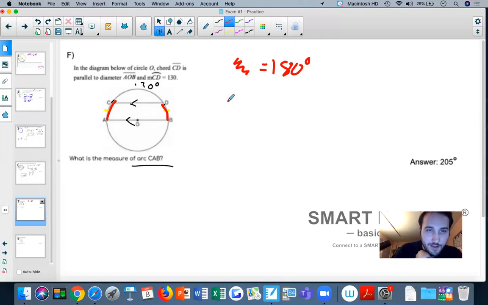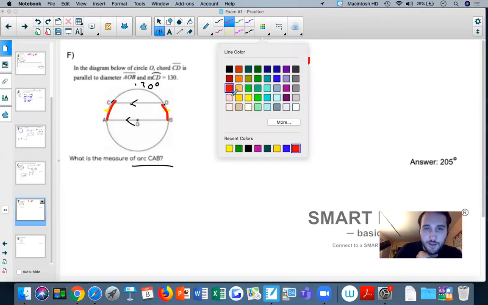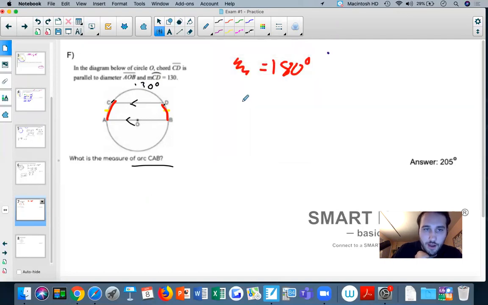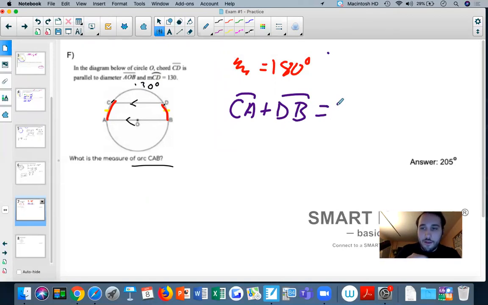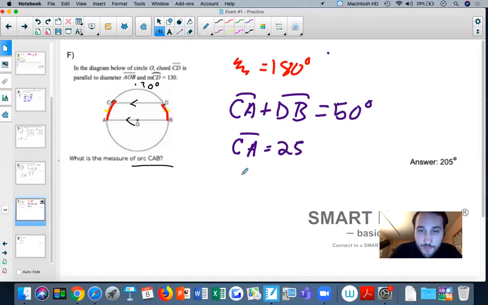So that means CA, let me actually not use red. Let's do a fun color. Let's do purple. That means arc CA plus arc DB is what I'm left with, what did I say, 50 degrees. But wait, isn't CA the same thing as DB? So I can just divide that in half. That means arc CA is 25, and arc DB is also 25 degrees.